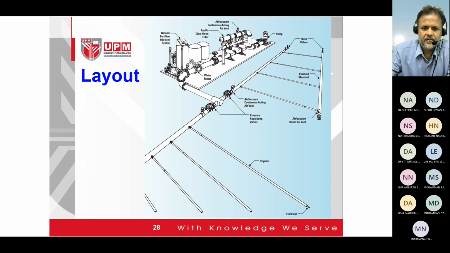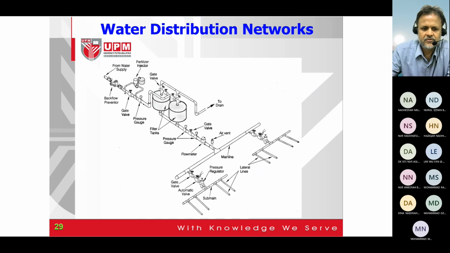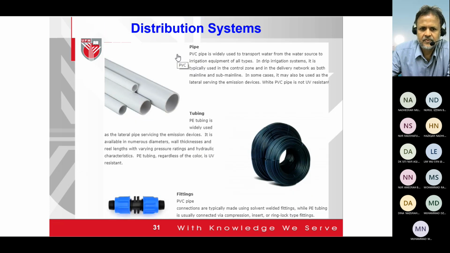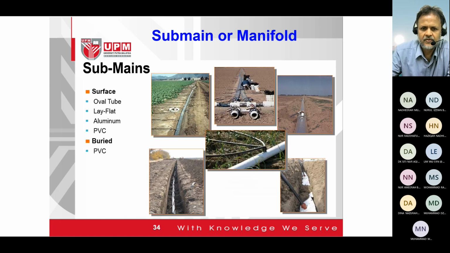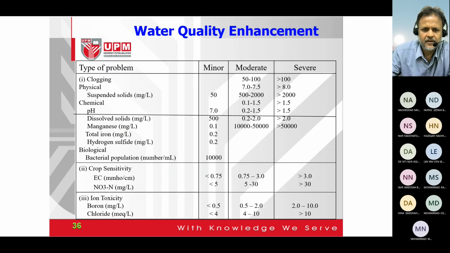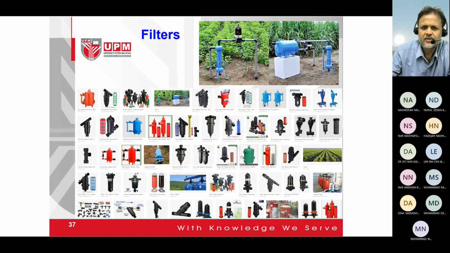I want to show, otherwise I'll draw. Yeah, this is the manifold and this is the lateral. Underground or subsurface can be. You can see that these are the emitters. Okay, this one is the filters, many filter types. This is the filter, we have many filters. I don't know how many thousand, many filters.